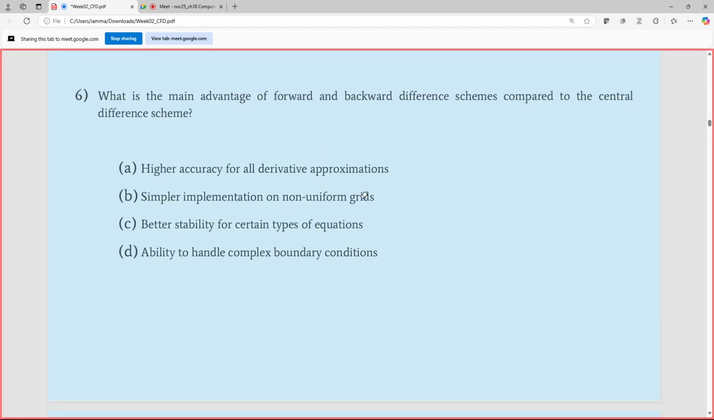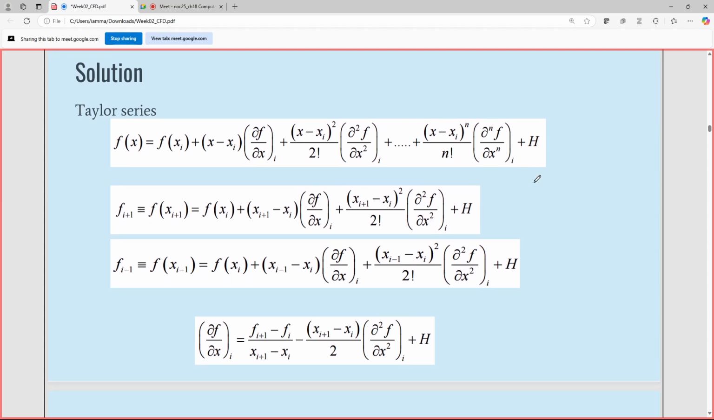Yes, the answer is simple implementation in non-uniform grids, option B. Let me explain to those who didn't get it. This is the forward equation and this is the backward equation. In the forward equation, the information of f of i plus 1 is generated from only one direction, that is i plus 1 minus xi. So the information is taken only from the right hand side of the element, whereas in the backward equation it is taken only from the left hand side. So we only need the data from either one of the sides.